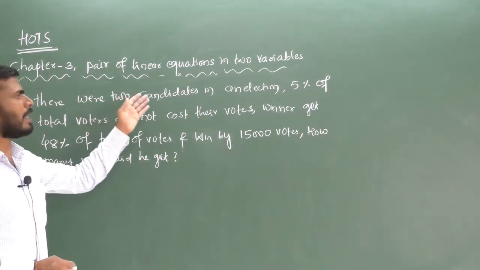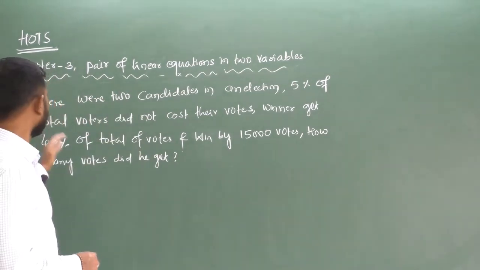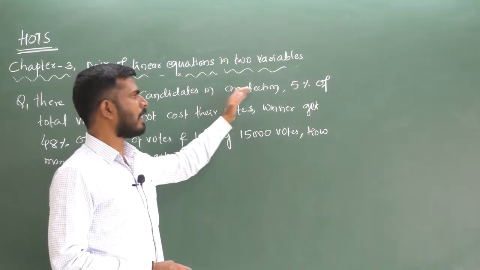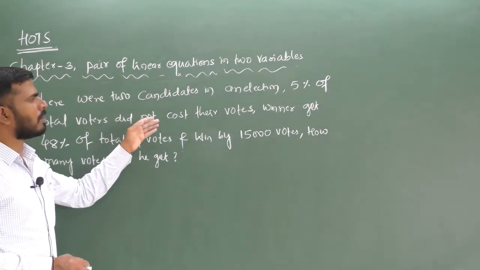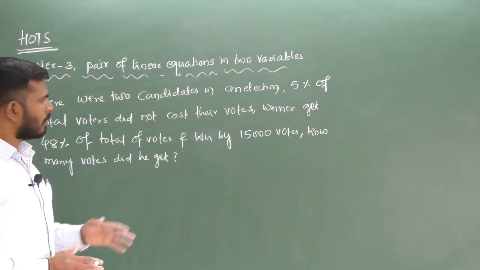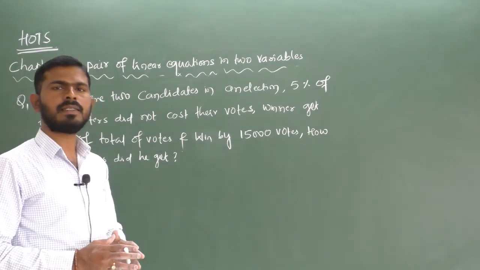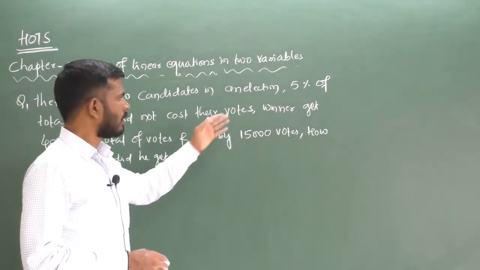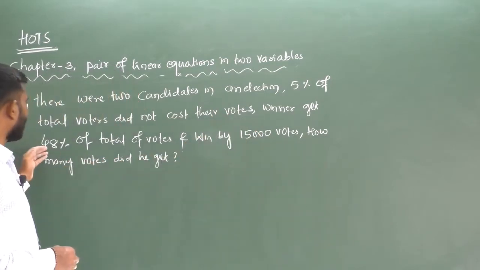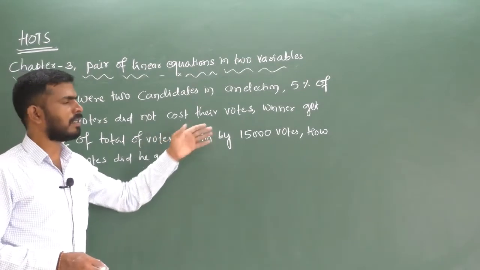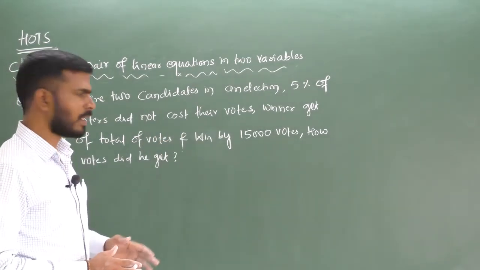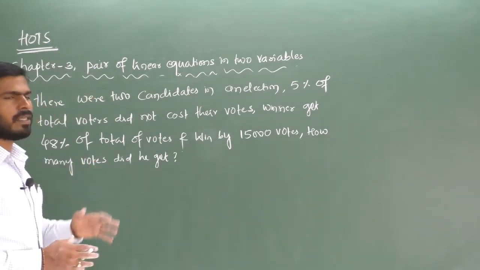There were two candidates in an election. 5% of total voters did not cast their votes. The winner got 48% of the total votes and won by 15,000 votes. How many votes did he get?